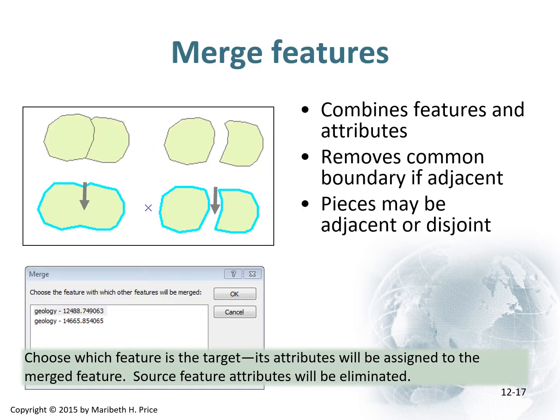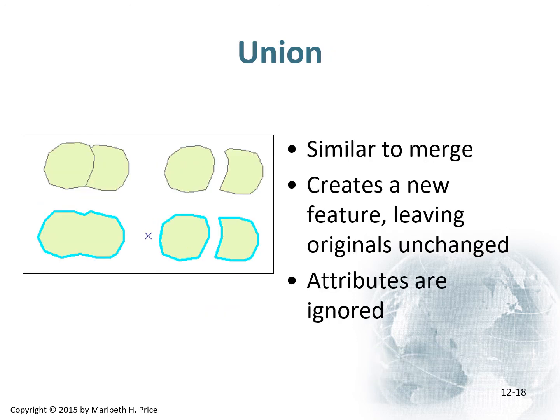Features and attributes, it removes common boundaries if they're adjacent, and pieces may be adjacent or disjointed. And so if they overlap, it becomes a single thing. If they don't overlap, it becomes a multi-part single thing. Union, similar to merge, but it gives you a new feature. Doesn't change your original. All the attributes are ignored. It just gives you the shape.